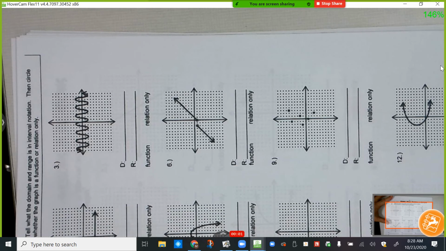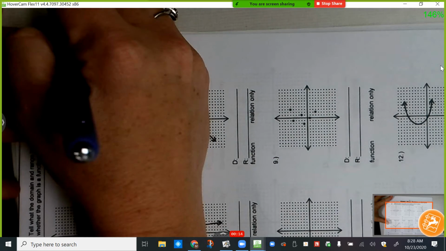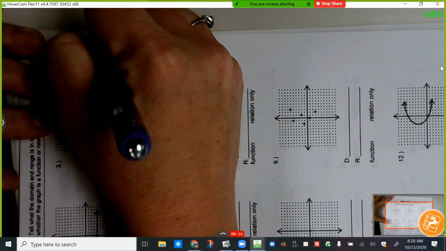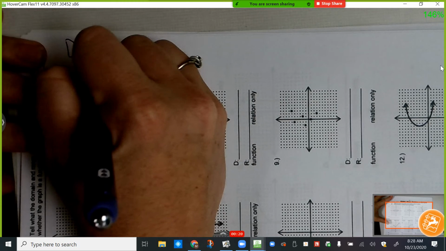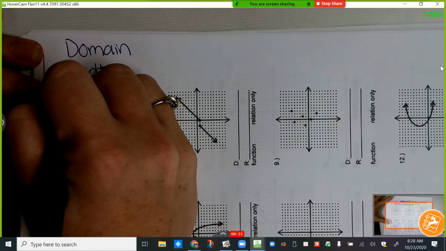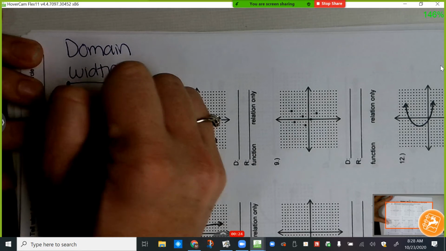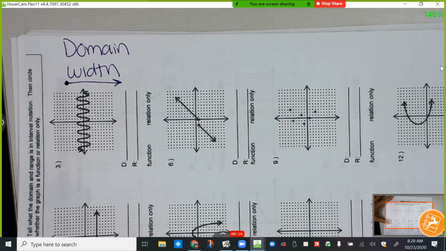Okay, so there are a couple things I want you to write down just as a reminder today. We did kind of write them down yesterday, but it's nice to have everything in one spot. So, the main things I want you to know is your domain. What I like to say is it's your width. And you start farthest left and work your way right, and that's what keeps it least to greatest. Okay?